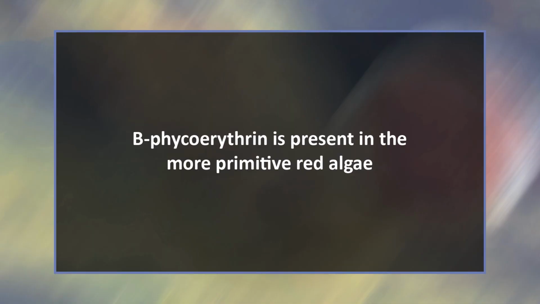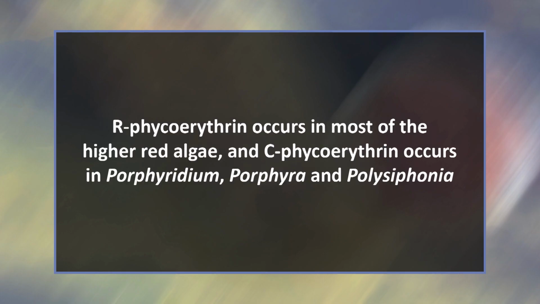The phycoerythrins are present in the greatest amount, giving the algae their pinkish color. B-phycoerythrin is present in the more primitive red algae. R-phycoerythrin occurs in most of the higher red algae, and C-phycoerythrin occurs in Porphyridium, Porphyra, and Polysiphonia.